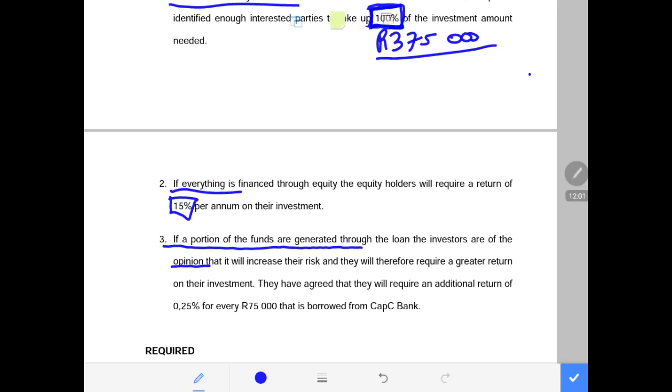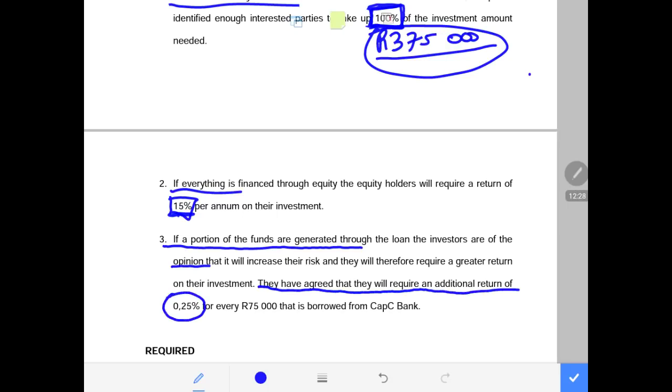So obviously these investors will expect a higher return than the 15% that they want if only the full amount is funded through equity, which is the issue of shares. Now let us read the last sentence. It says they will require an additional return of 0.5% for every 75,000 rands that is borrowed from the bank.